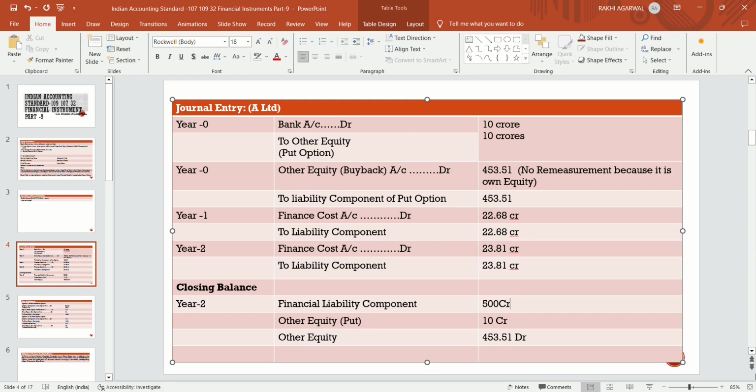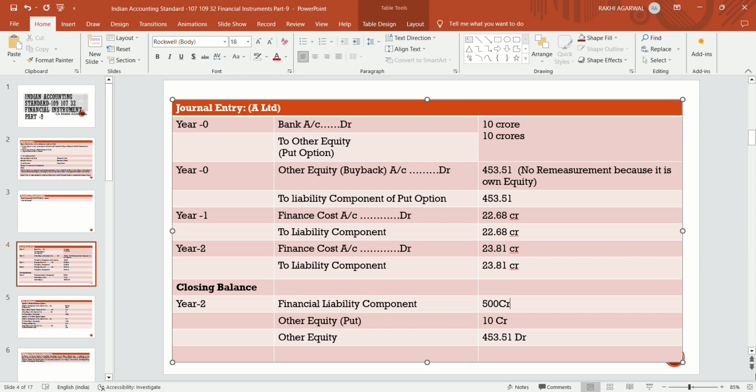Finance cost account debit by 22.68 crores. How does it come? It comes by 453.51 into 5%. To liability component 22.68 crore. In year 2, it will recognize 453.51 plus 22.68 into 5%, which becomes 23.81 crore. It will debit the finance cost by 23.81 crore and credit the liability component of put option by 23.81 crore.